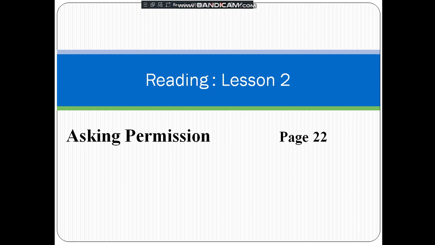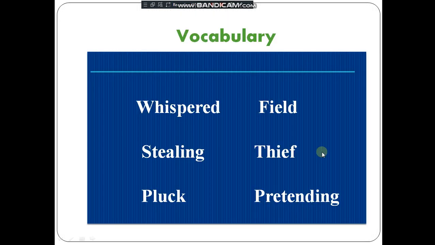Today we will read lesson 2. The name of the lesson is Asking Permission and it's on page 22. Before we start reading, we will learn some new vocabulary which is used in this lesson. Here are a few words. Let's start from the first.